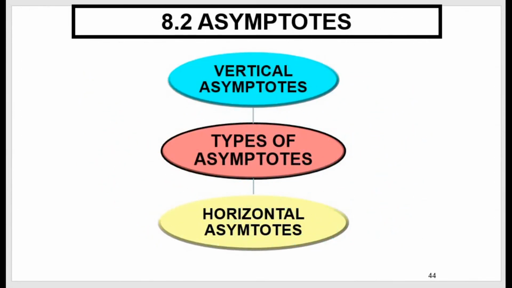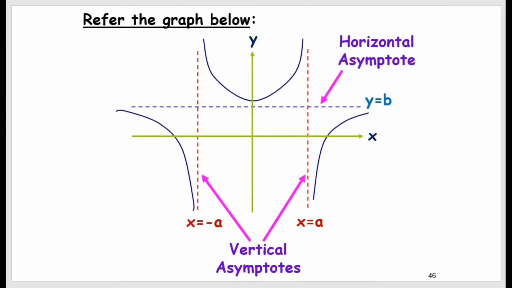Today's video is all about 8.2 asymptotes. There are two types of asymptotes. The first one is vertical asymptotes and the second one is horizontal asymptotes. So we can refer to the graph below. From the graph, the red dotted line labeled as x equals negative a is the vertical asymptote, while the one with the blue dotted line labeled as y equals b is the horizontal asymptote.